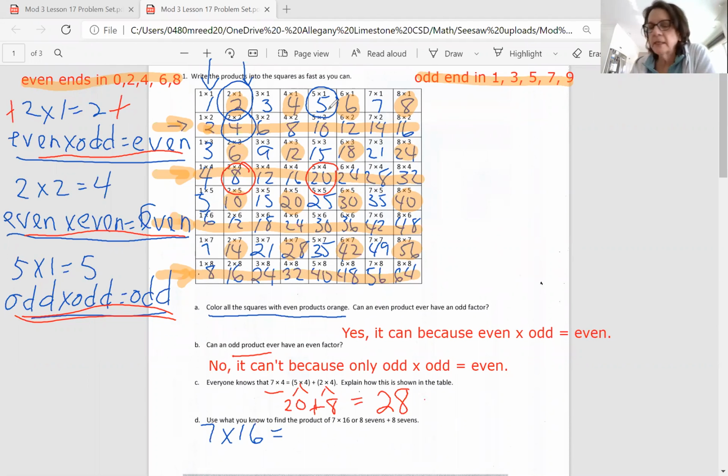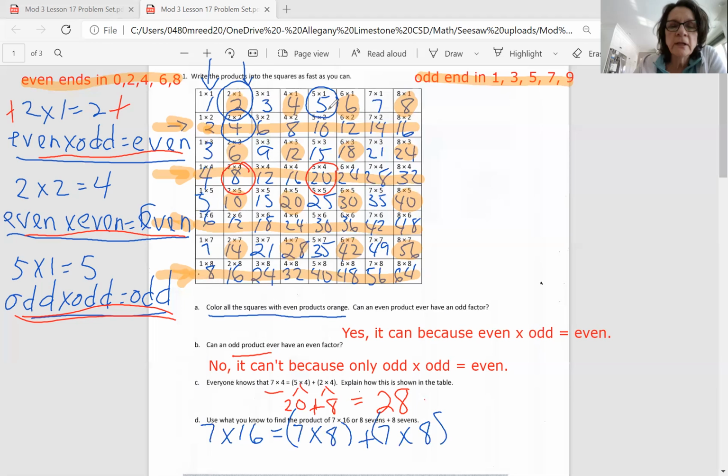And what does 7 times 16 equal? It actually equals 7 times 8 plus 7 times 8. Again, what are we doing? We are decomposing 7 times 16 into 2 smaller facts. And we're just going to use the same fact twice. 7 times 16 is nowhere to be found in our multiplication table, but we can find 7 times 8.